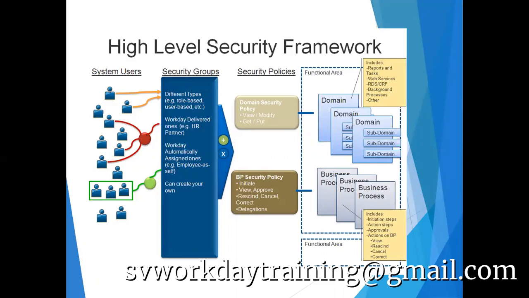So all these kinds of information or access are associated with business process. As of now, we'll first focus on the domain security policy. What does the domain security policy mean and how does it associate with the security group? Now, how the hierarchy goes: we assign a security group to a user.